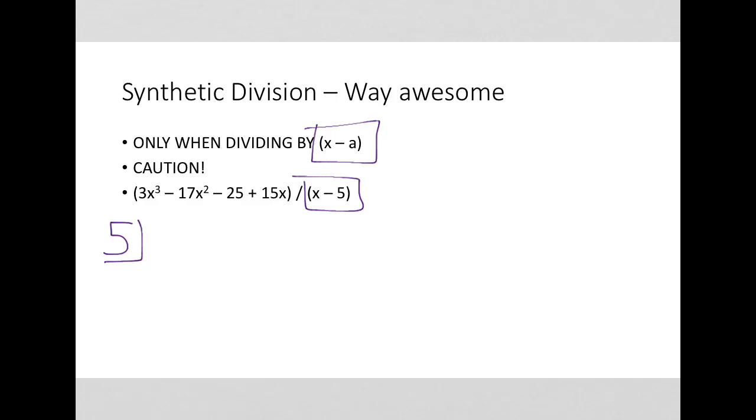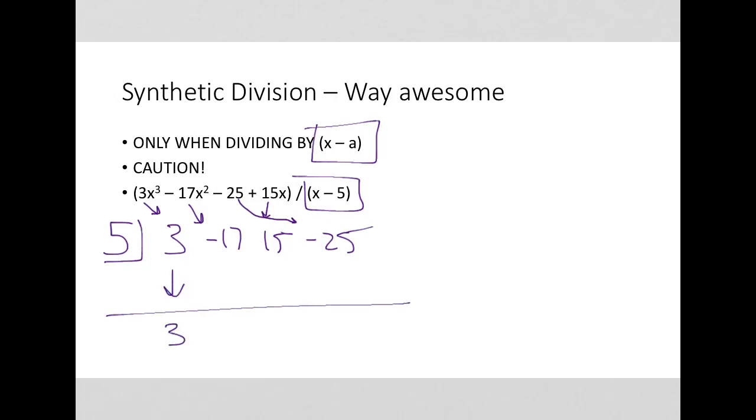So, I'm going to pull that 3 down, I'm going to pull that negative 17 down, I'm going to pull that 15 down, and then I'm going to cross over and pull down that negative 25, because it absolutely has to be in the correct order, higher degree to lower degree. And if you are missing a degree, like if there's no x squared term, you have to put a 0 in for it. So, this is how it works.